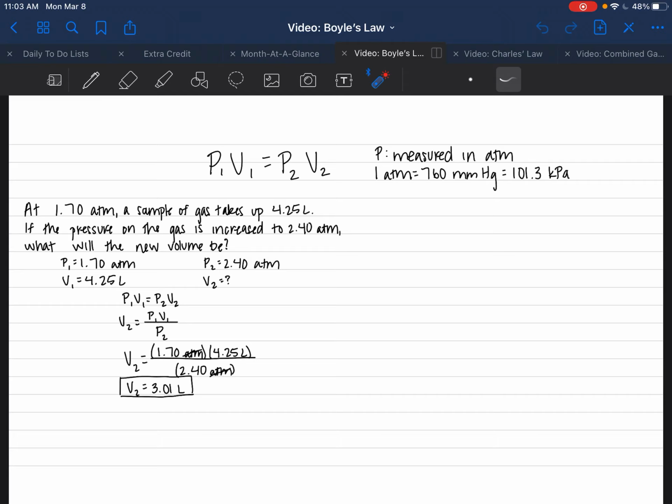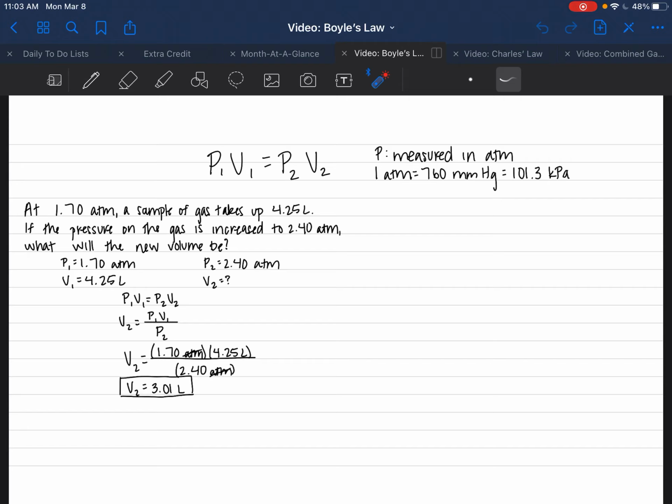I went ahead and divided both sides by P2 so that I'm left with V2 by itself. So V2 is going to be equal to P1 times V1 over P2. I can go ahead and plug in my values now. I don't have to convert anything because they're already in atmospheres and liters. And notice that atmospheres will cancel out since there's one on the top and the bottom. And we are left with V2, which is equal to 3.01 liters.